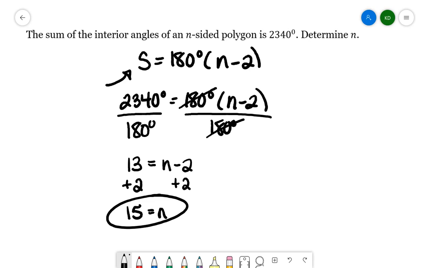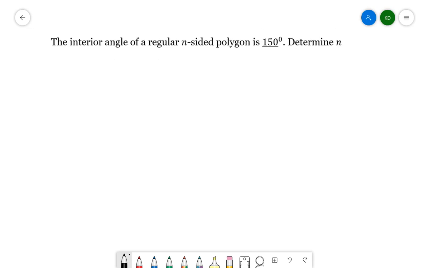Last example. The interior angle of a regular n-sided polygon is 150 degrees. Determine n. In this case, again, we have the word regular, meaning that we have a polygon where all of the sides are the same length and all of the interior angles are the same size. And what we've been told is that the interior angle is 150 degrees. So that's one individual angle. First, we want to determine how many sides this has. Let's start with our formula.